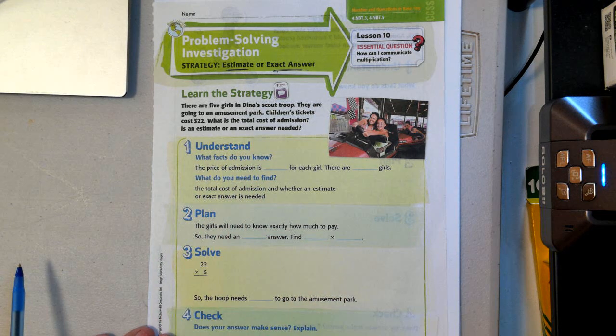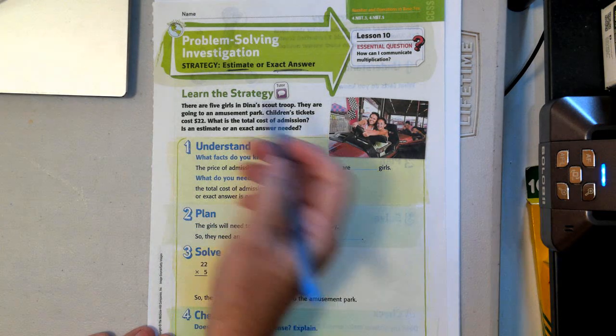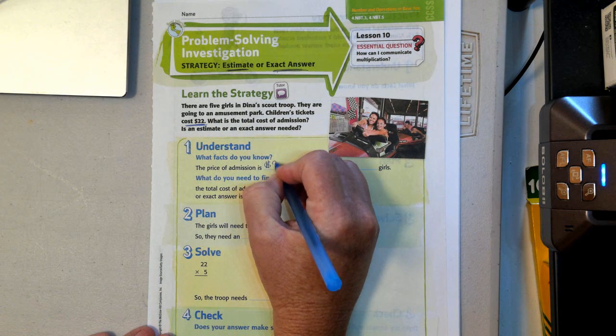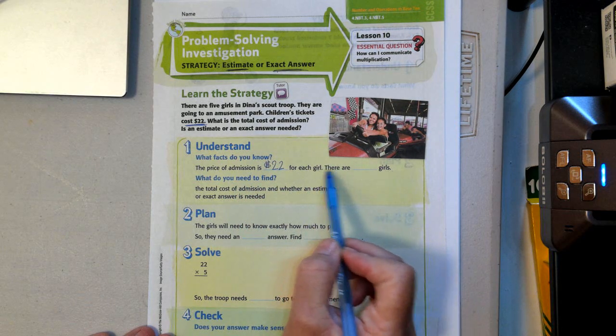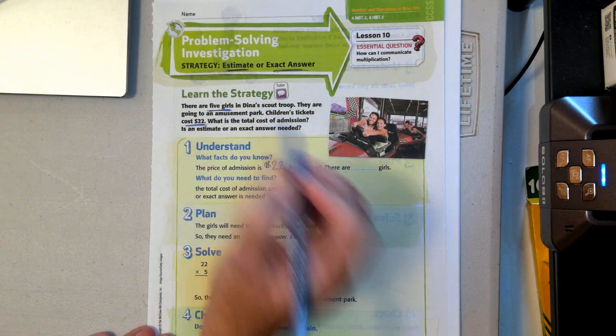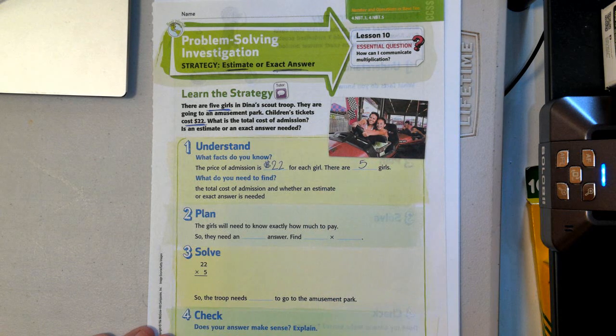let's do number 1 here. Understand. What facts do we know? Well, the price of the admission is $22, $22 for each girl. And there are how many girls? Well, there are 5 girls in Dina's scout troop. So there are 5 girls.